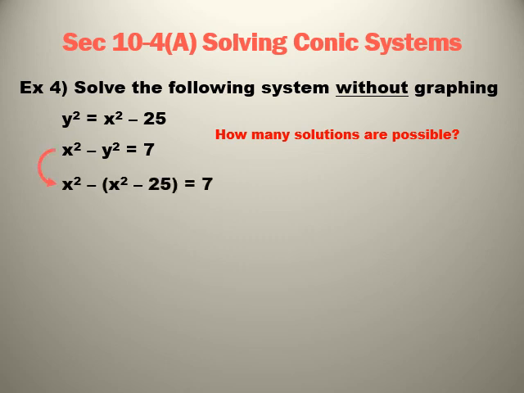All right, so I'm going to take the second equation and substitute; the first equation is already solved for y squared, so I'm going to take that and plug it into the second equation. I don't have to square anything because I'm substituting out the whole y squared. Simplify things, and just remember to distribute the negative, and I get something like 25 equals 7. Well, 25 does not equal 7, so clearly this is a contradiction, so we have no solutions in this case.